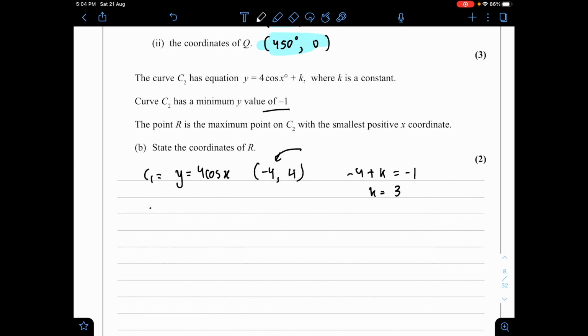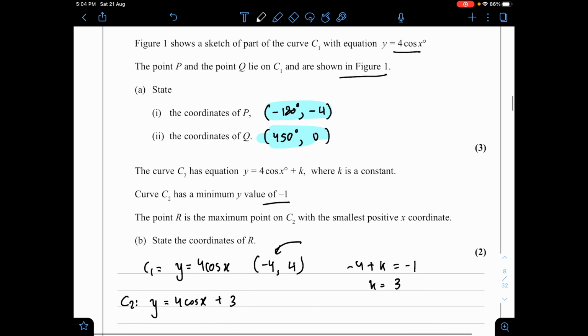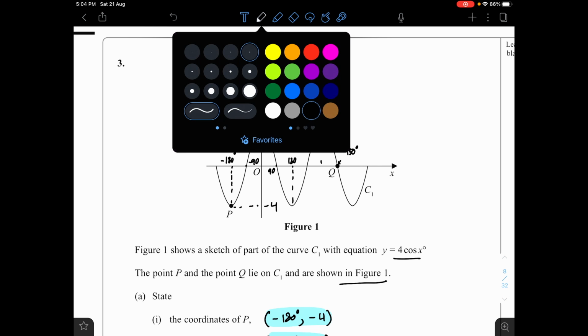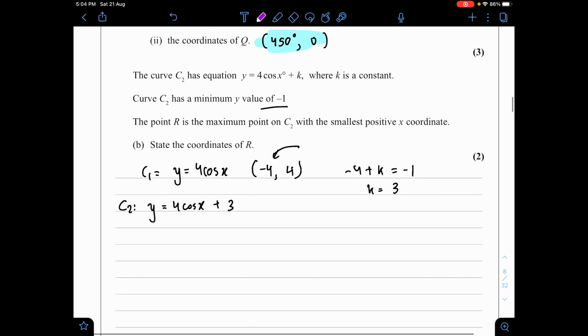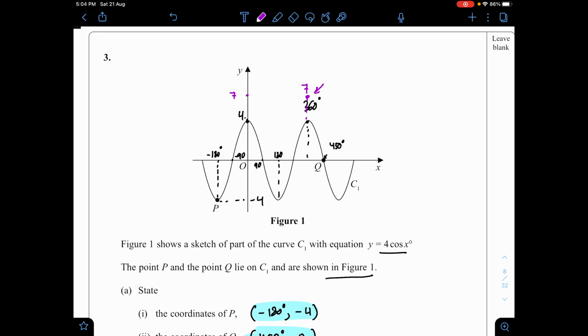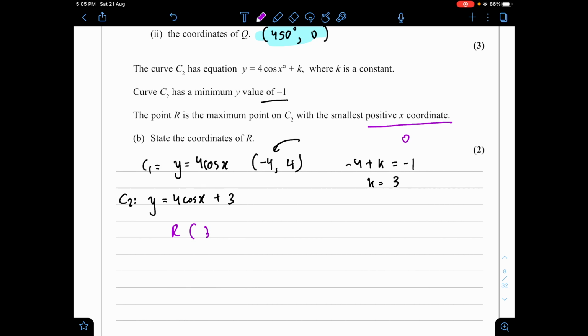So we know what k is. We know y is 4 cos x plus k, where k is now 3, so we know what C2 is. But what about now? They want the maximum point. If you go back up here, the maximum point is at 0 and 360, where you get 4. But obviously if we have plus 3, our maximum point is translated up, so that will be 7 as well. They want the smallest positive x coordinate. Now 0 is not positive, it's not negative either. So the smallest positive will be this point over here, that will be 360, and our y coordinate will be 7. So the coordinates of R are 360 degrees and 7. That is part B done. That is the answer. We can move on to question 4.